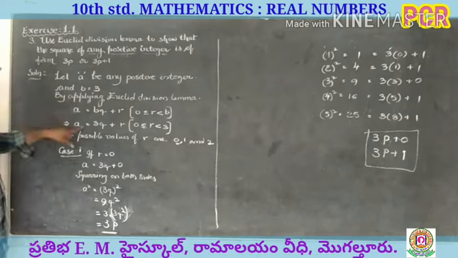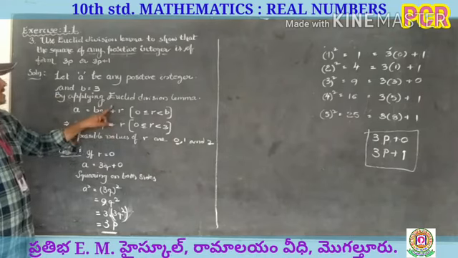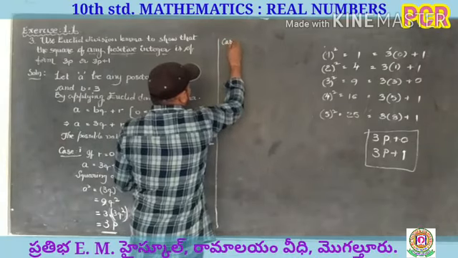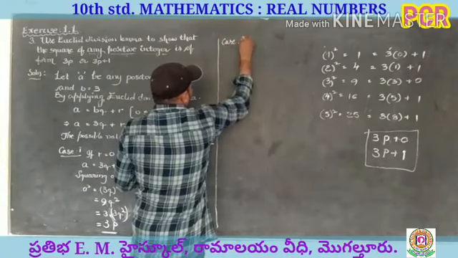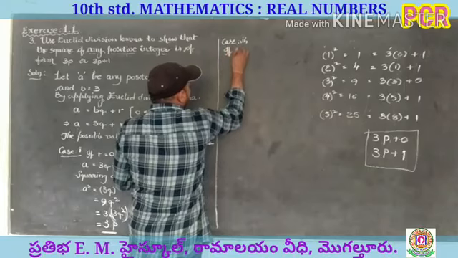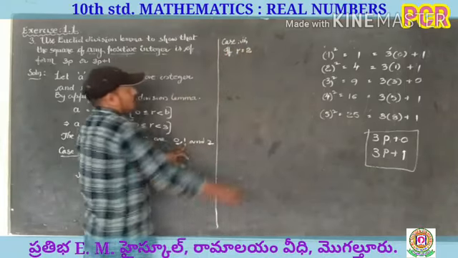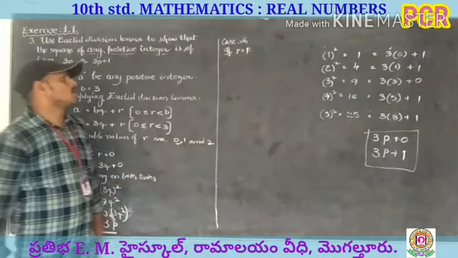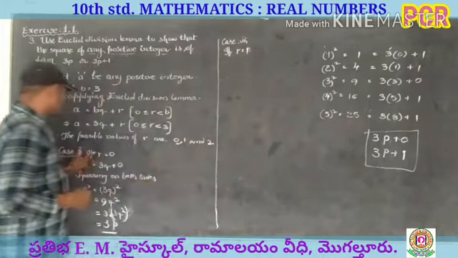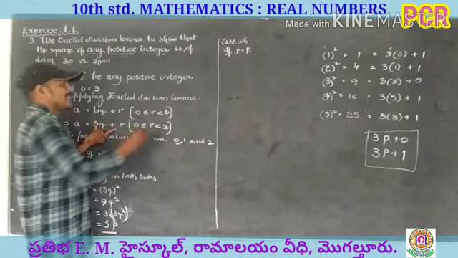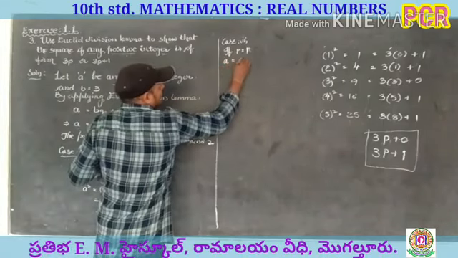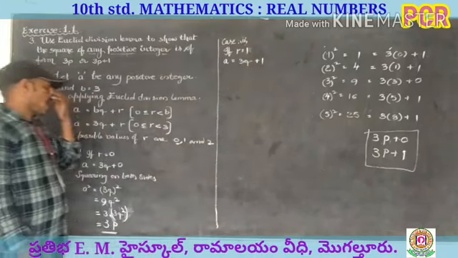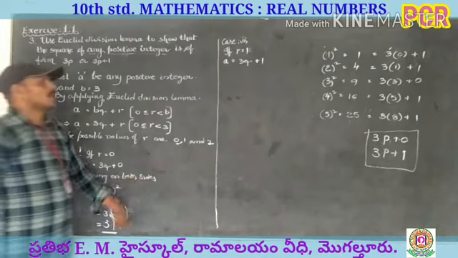And in the second case, case 2, if r is equal to 1. So r is equal to 0 is completed. Now r is equal to 1. So what is that? a is equal to 3q plus r, a is equal to 3q plus 1, as r is equal to 1. And now squaring on both sides.